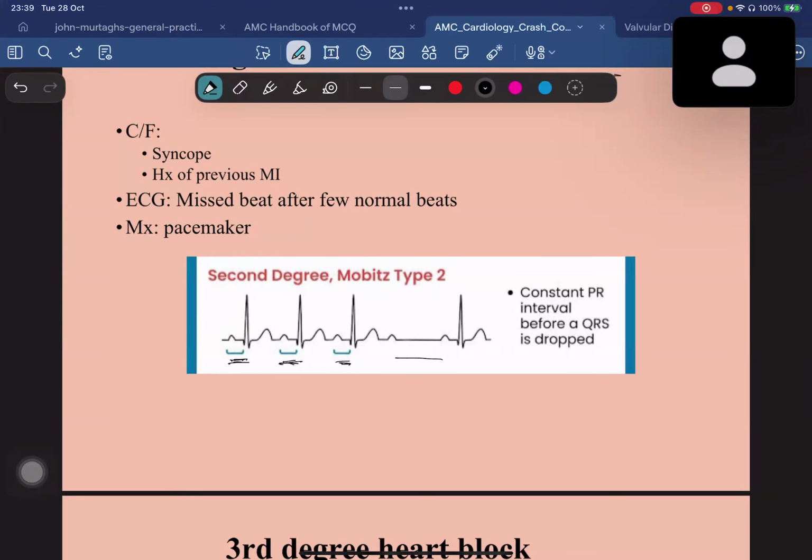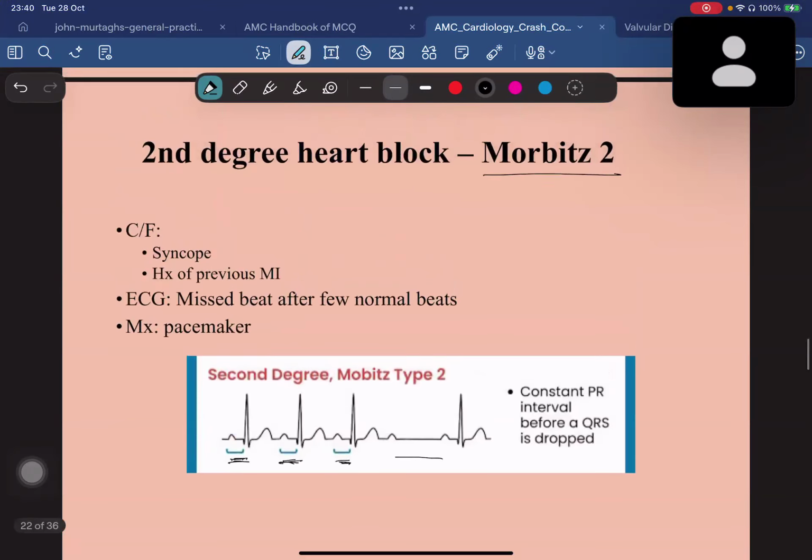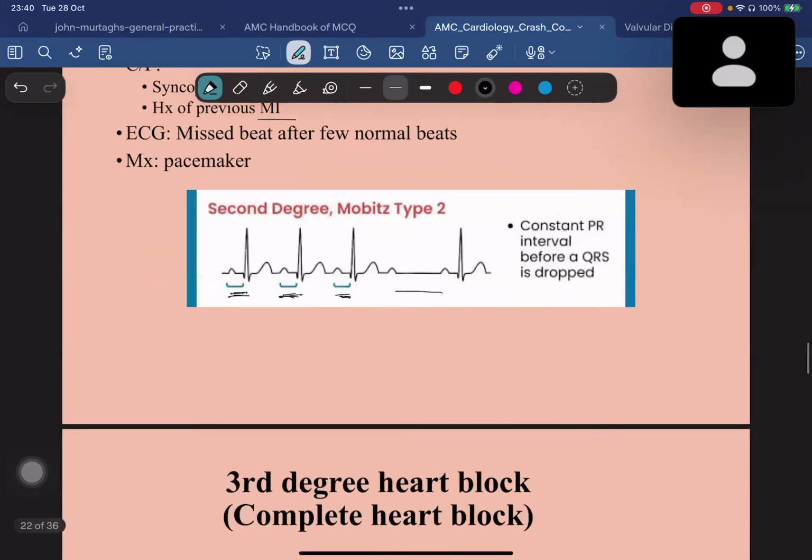And for this, you could have clinical features like syncope and a history of previous MI. So for this, you could use a pacemaker. That would be second degree heart block, Mobitz type 2.